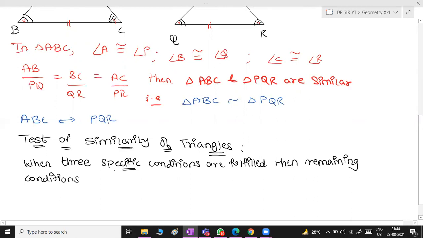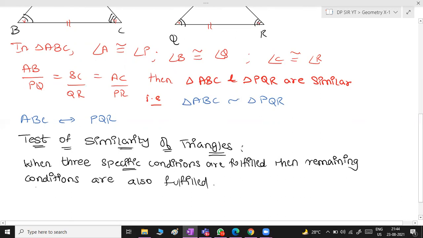Then the remaining conditions are also fulfilled. I am very sure that my spelling will be wrong. Fulfilled. My God. That's the reason I don't teach English, otherwise I would have taught that too.